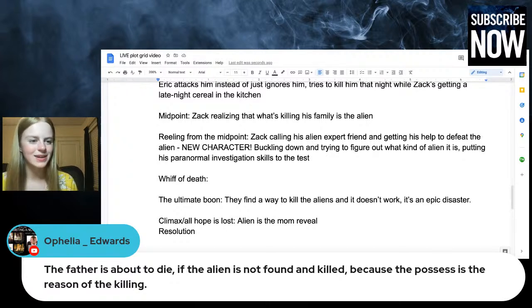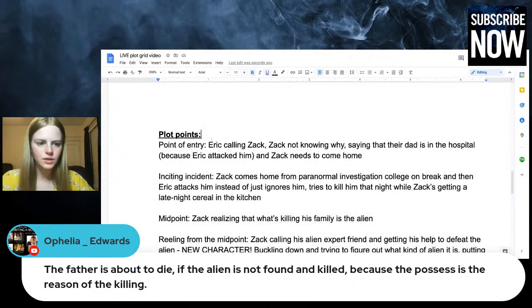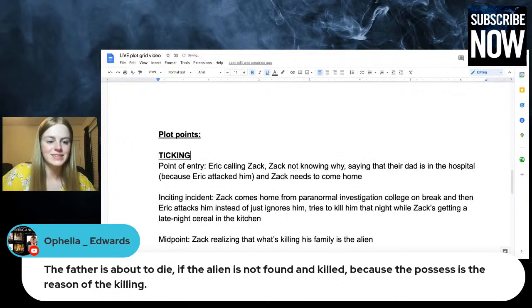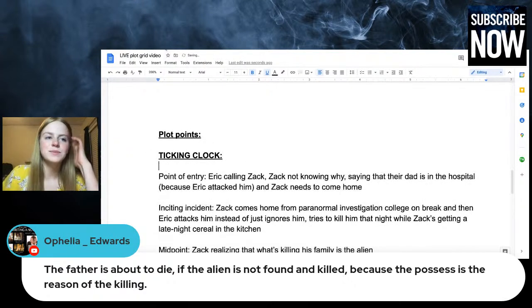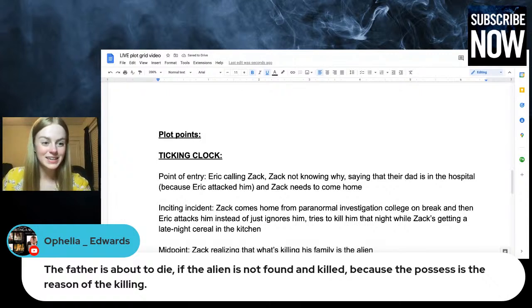Or maybe the alien has to be possessing the dad in order for the dad to heal properly. I really like that, because every single thriller has to have a ticking clock. You have to have some sort of pressure on the characters that makes them feel like they need to achieve these things fast. And this is a lot of the times really hard to create.